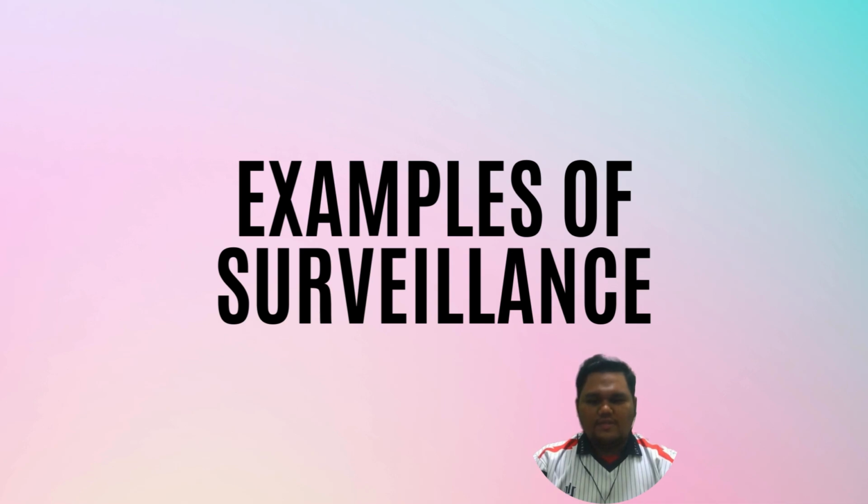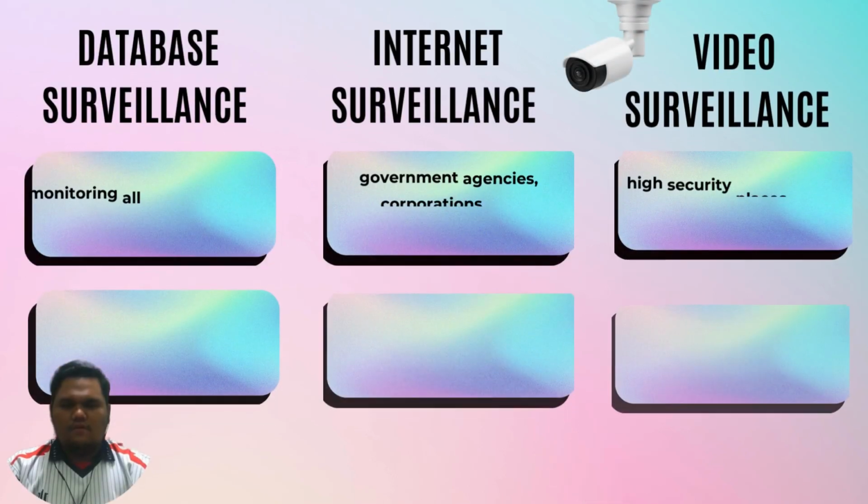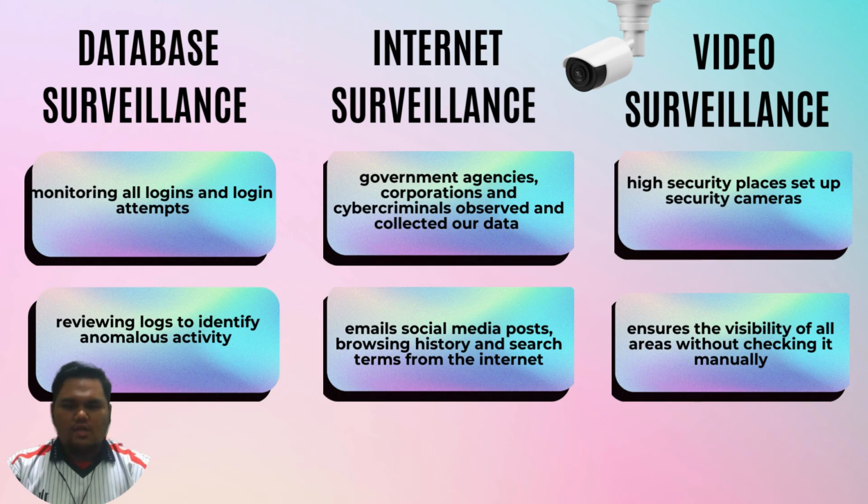Next, we are going to discuss the examples of surveillance. For database surveillance, usually monitoring on logins and login attempts. Also reviewing logs to identify anomalous activity. For internet surveillance, usually government agencies, corporations, and cybercriminals observe and collect our data by email, social media posts, browsing history, and search terms from the internet.